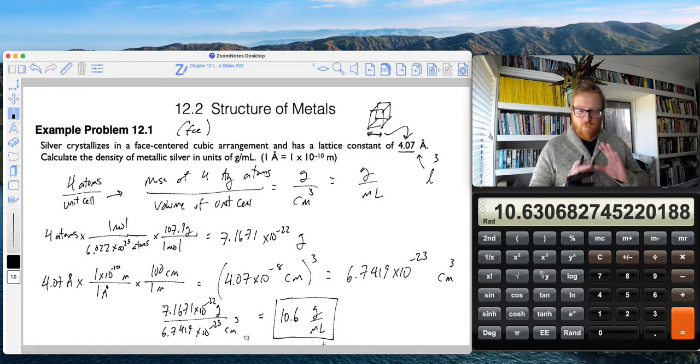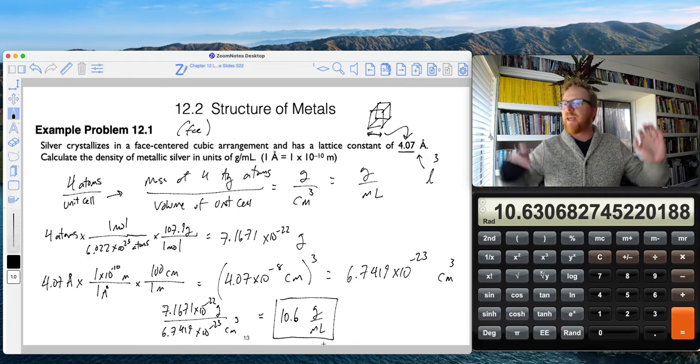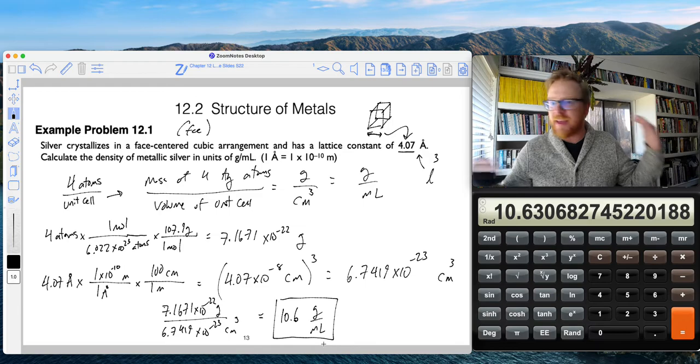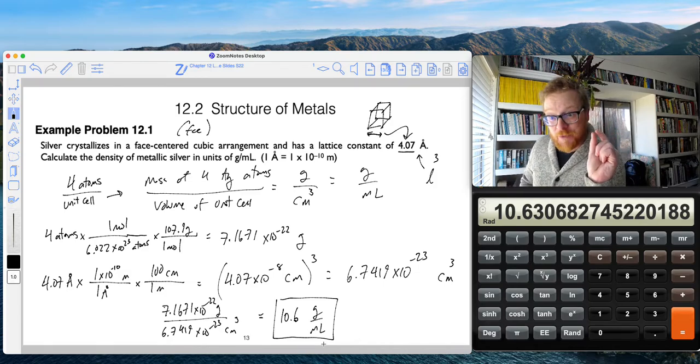Just to wrap your head around this: in our solids specifically, we can shrink ourselves down to the size of an atom and have this singular unit cell. The density of that unit cell is exactly the same whether we had one of them or 1 mole of them. Think about that. If I had 1 mole of these unit cells, it would have the same density as if I just had one of them, which is so cool, I think.